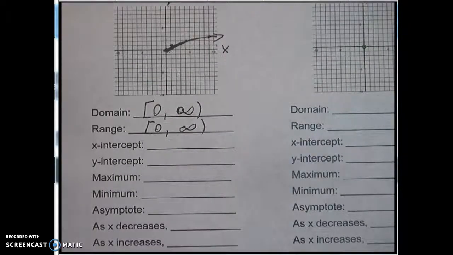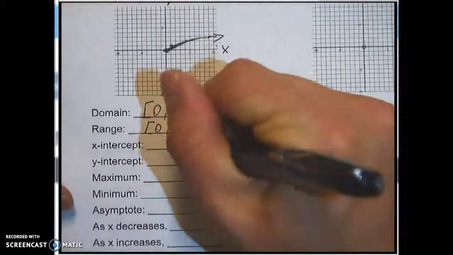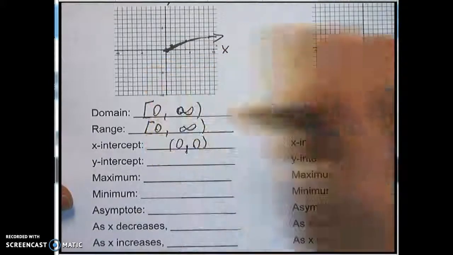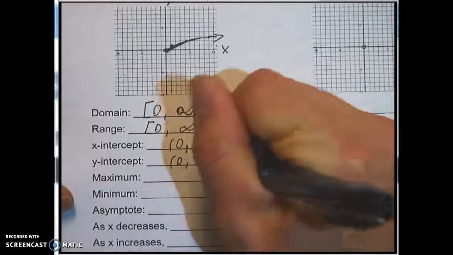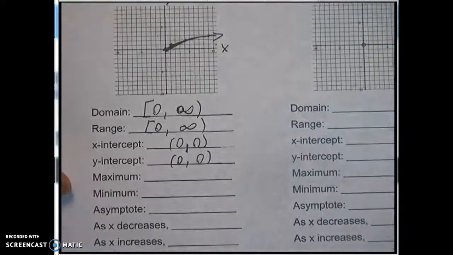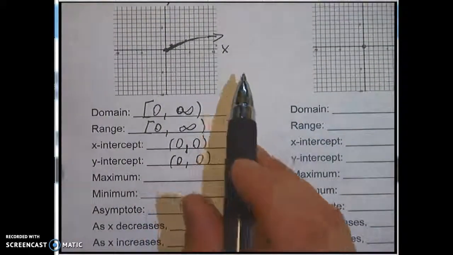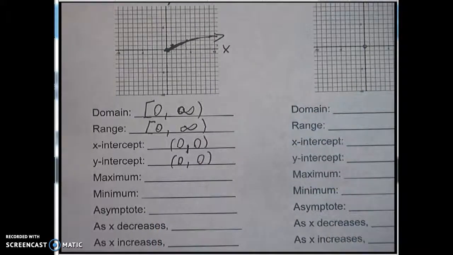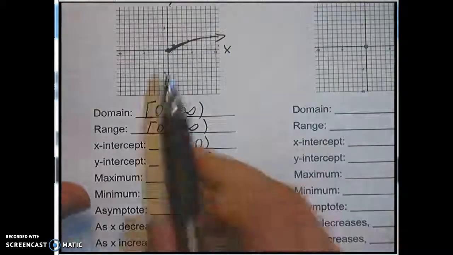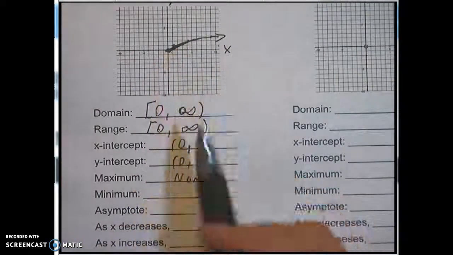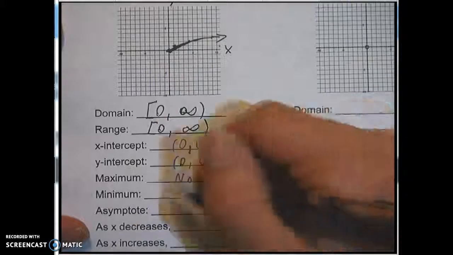The x-intercept is simply where this thing touches the x-axis, which is (0, 0). The y-intercept is where it touches the y-axis, which of course is also (0, 0). The maximum is the highest point on the graph. This one does not have a maximum because it's going to go up forever. So there is no maximum. However, it does have a minimum, which is the lowest point on the graph. It's right there at (0, 0).